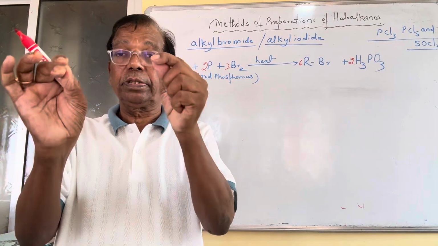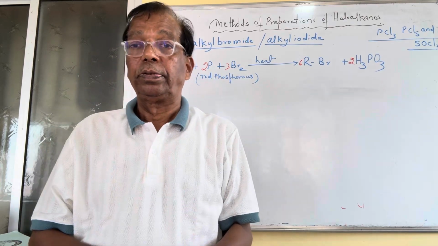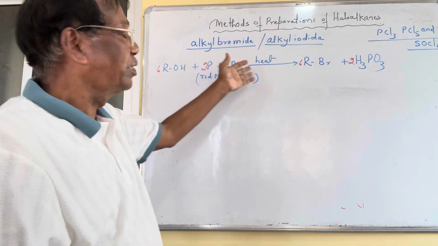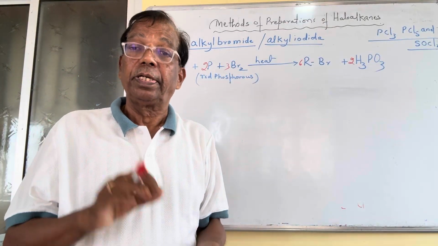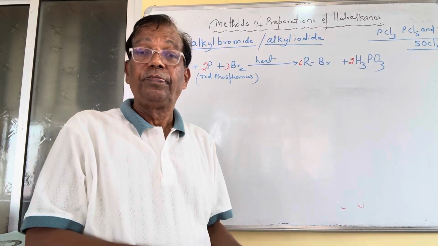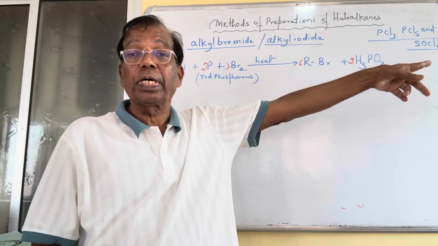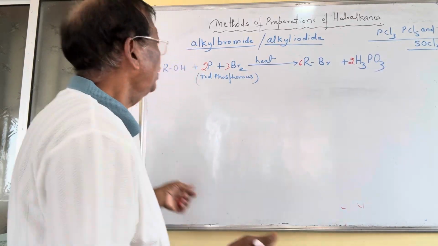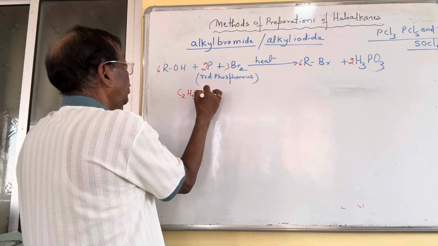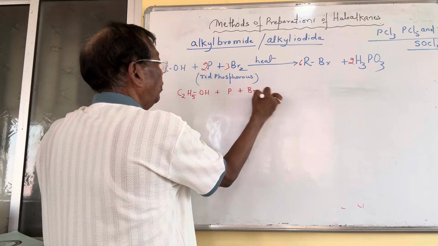Now again I am repeating, don't learn these equations by heart. Don't say that 6 times ROH plus 2 times P plus 3 times Br2 like that. If you remember, then even if you just forget little bit, you will forget everything. So without any problem or hesitation, you should be in a position to write the equation. Now let me give an example here. Suppose I have taken alcohol as C2H5OH. Then I take here phosphorus and bromine and heat.